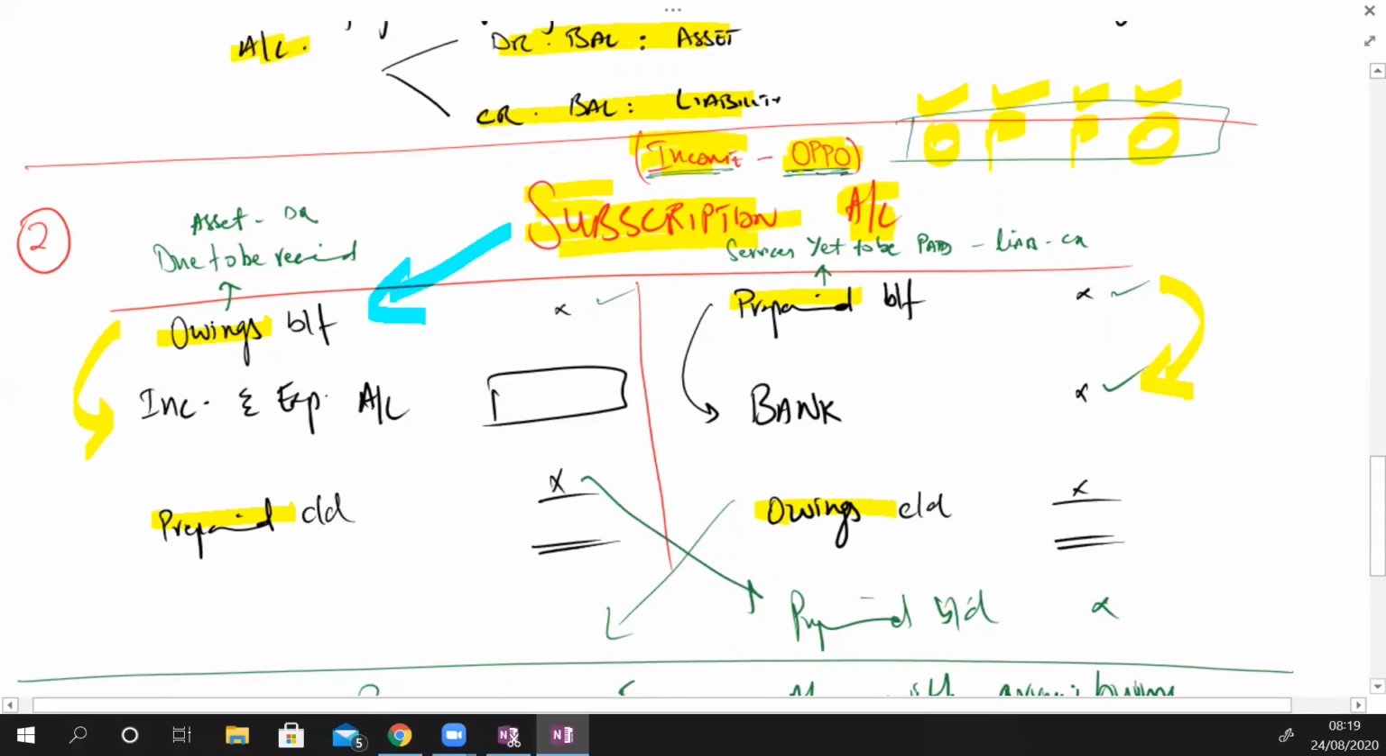Subscription in owings is an asset. Assets have a debit balance as it is due to be received. So that is why it is being put on the debit side. Subscription in prepaid is a liability. Liability comes on the credit side. Okay, so this was the justification. Why do we have to prepare a subscription account? To calculate the major income of the club. ठीक है, subscription account इसलिए बनाते हैं.